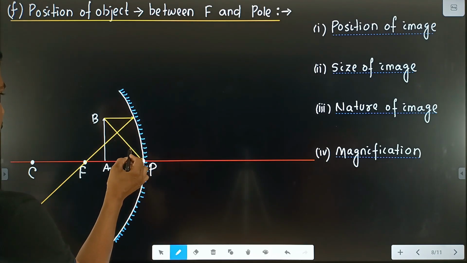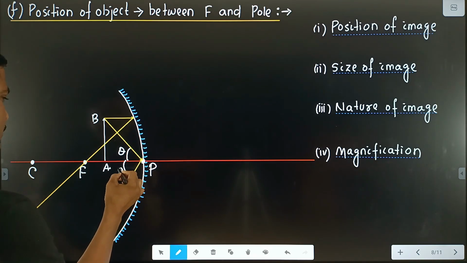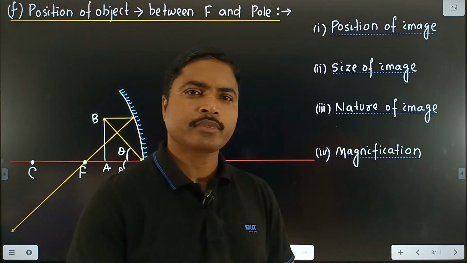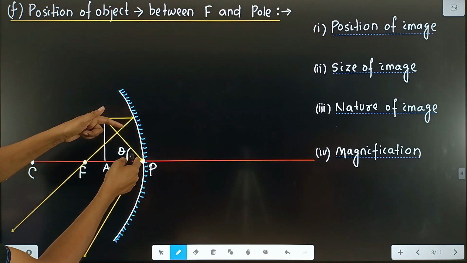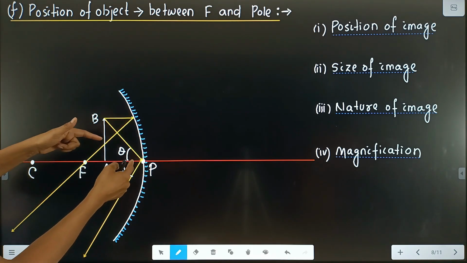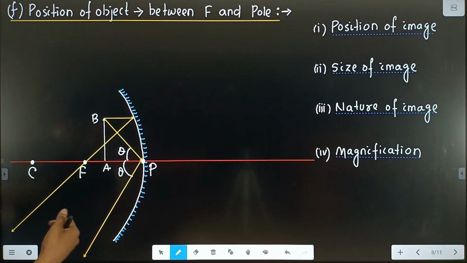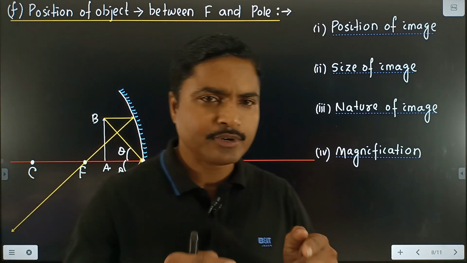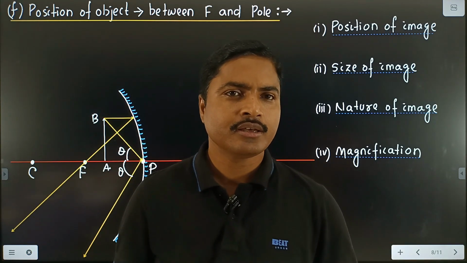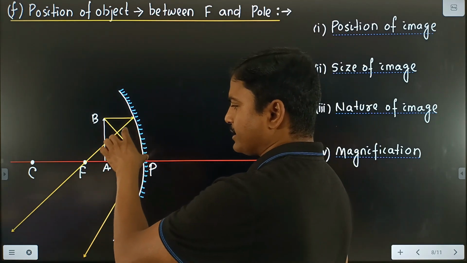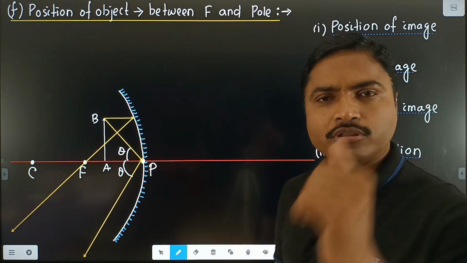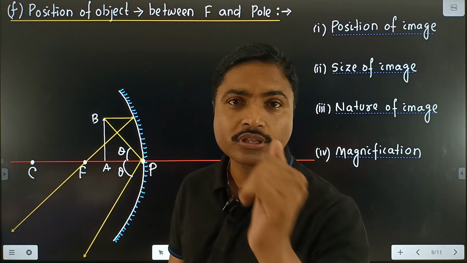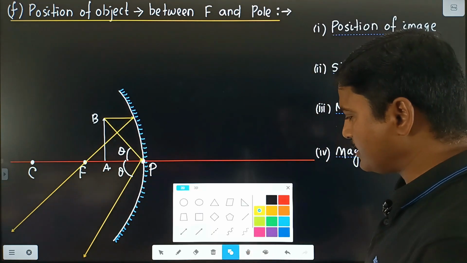This is the angle of incidence, suppose theta, and this is the angle of reflection, that is also theta. And look at the figure here: both the reflected rays diverge from each other, that means the distance between the two reflected rays gradually increases. So both the reflected rays cannot meet on this side, so we extend both the reflected rays in the backward direction.